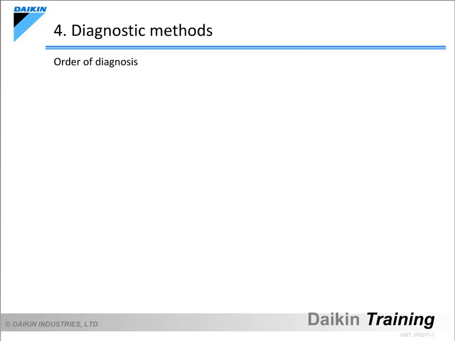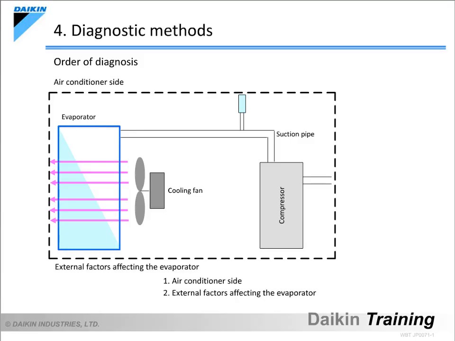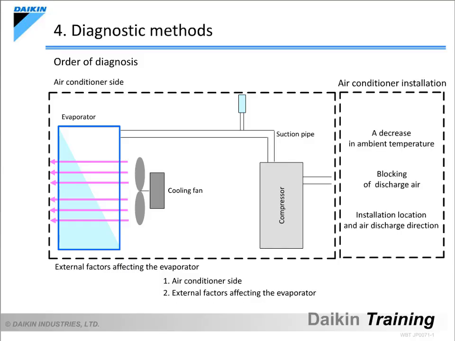Let's now learn about the diagnosis of the air conditioner side. When the E4 malfunction code appears, the first step is to diagnose the air conditioner side, such as the fan, motor, low pressure sensor, and refrigerant circuit. The next step is to check whether there are any external factors affecting the evaporator that conducts heat exchange at a low pressure. The last step is the diagnosis of the air conditioner installation. Note that the JC code only requires the diagnosis of the pressure sensor and PCB.